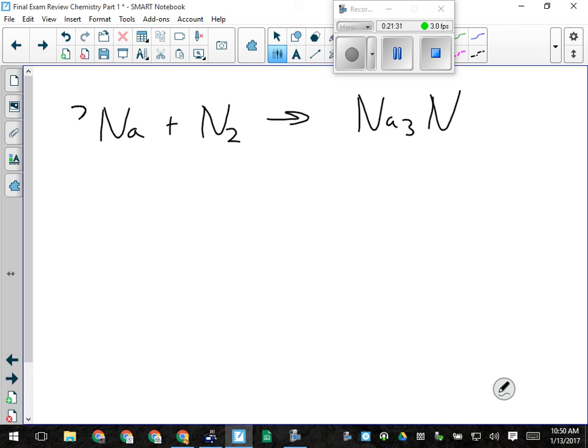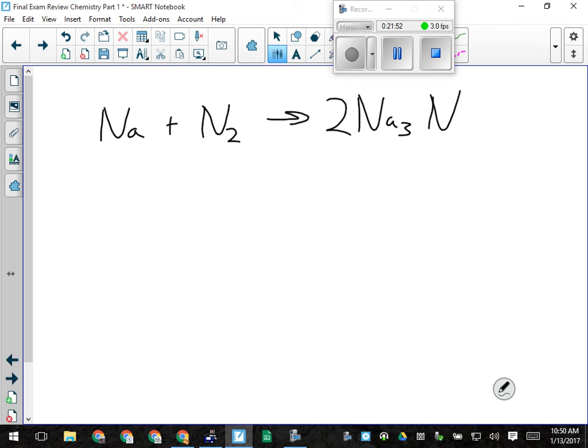If I put a three here, that balances my sodium, but it doesn't work with nitrogen. Agreed? Okay, so I'm going to take that away and say, all right, that time going with the biggest number didn't work. I'm going to put a 2 here to balance my nitrogens. Sometimes you have to kind of guess and check, go back and forth. All right, so sorry, there should be a 3 there still.